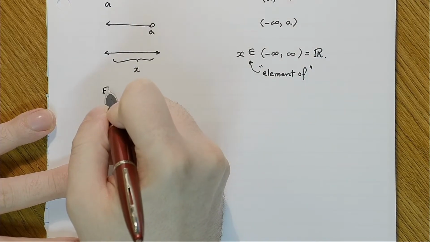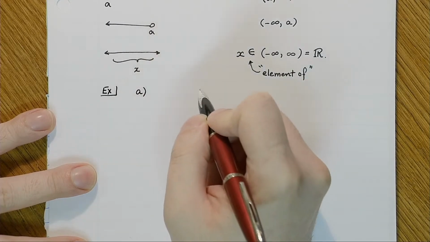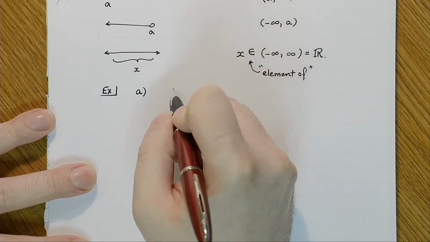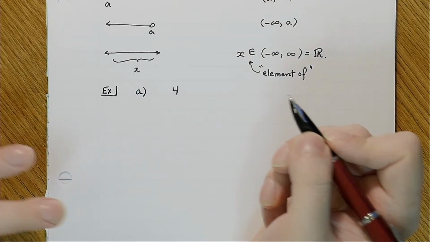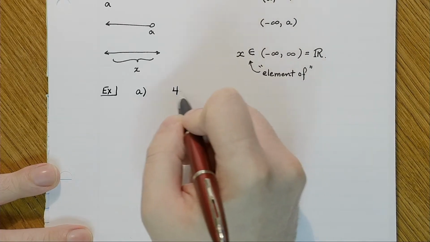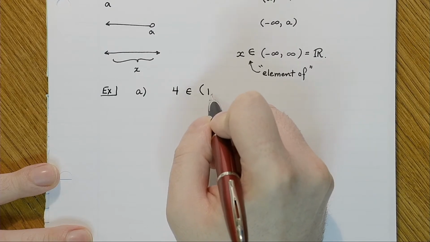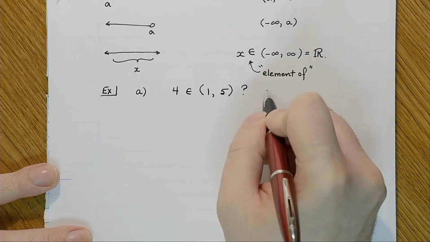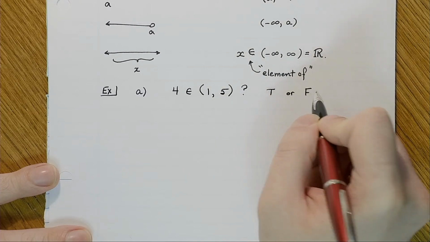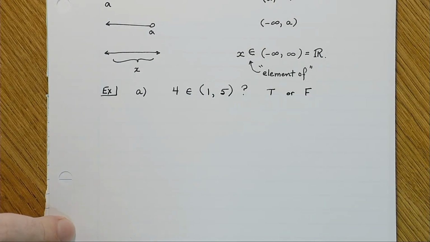So here are some examples if we start to use interval notation. Here's a quick question that could show up on a quiz or a test. Not the exact question, but the style of the question. So for instance, 4 is an element of the interval from 1 to 5. Is that true or false? What does everyone think in the chat? Is 4 in the interval from 1 to 5?